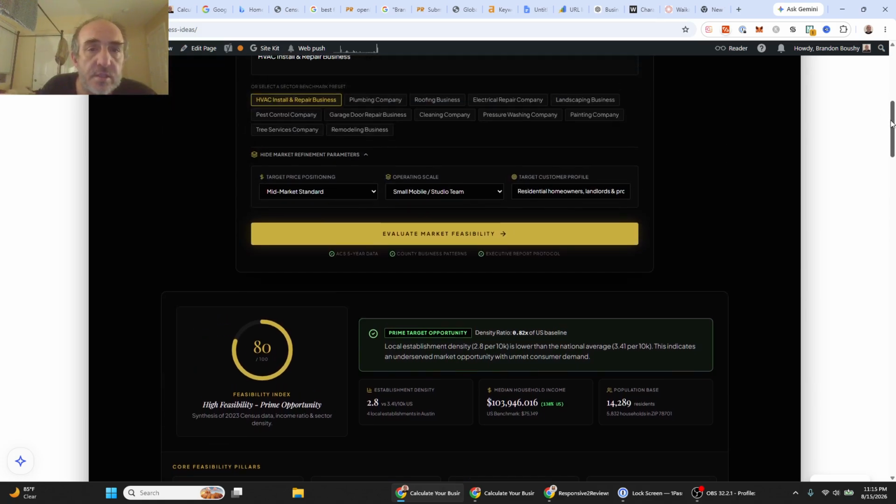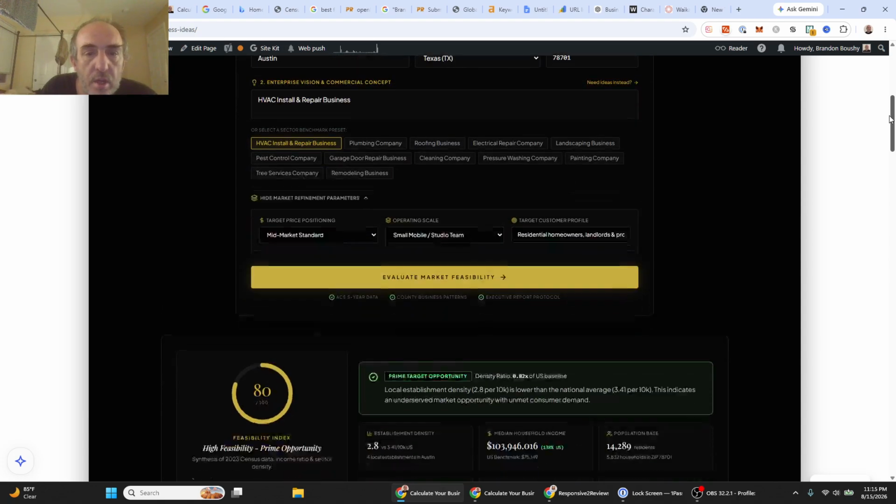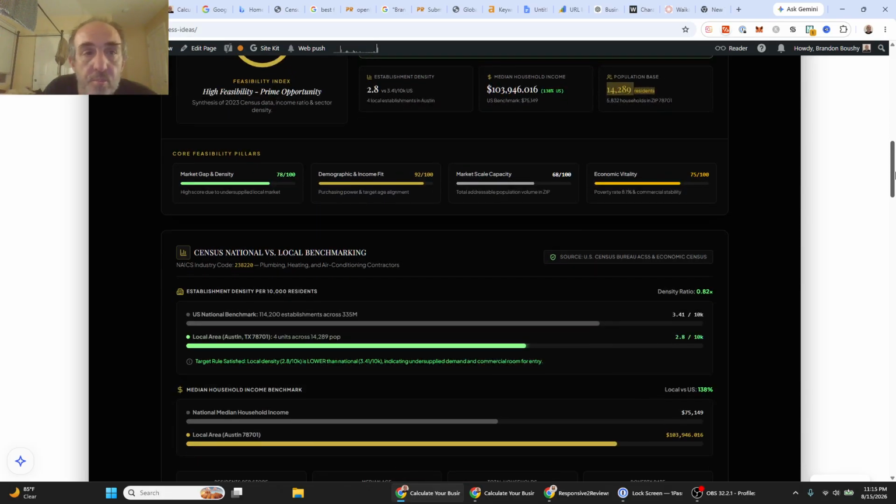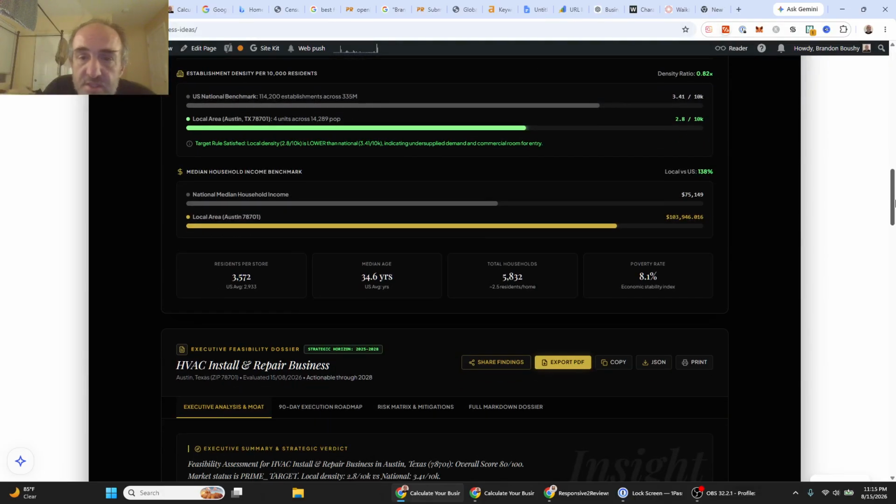So if you look at this, I did Austin, Texas, and as you can see, it changed. It says it's a prime target opportunity because it has a lower density of HVAC contractors than the national average. It's also much better than Las Vegas. It has higher household incomes and a higher population base per business. So it's got a higher overall score, which means it's a better opportunity.